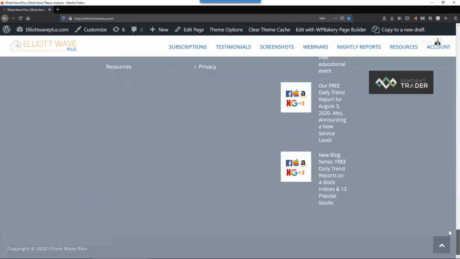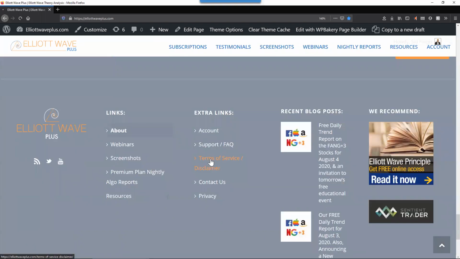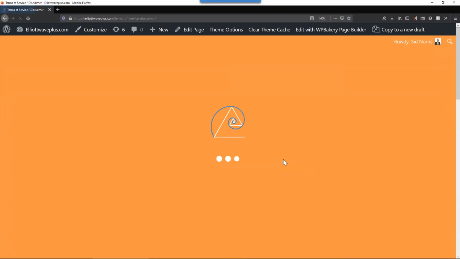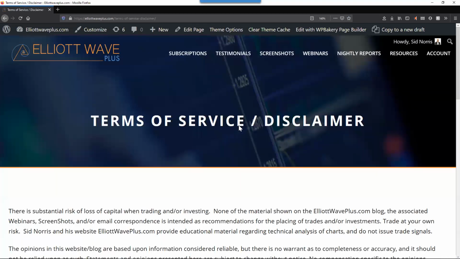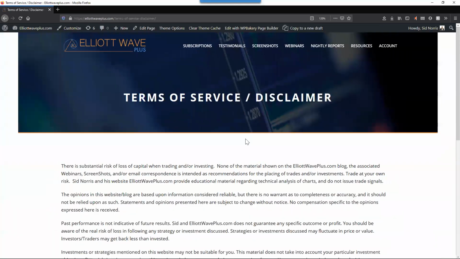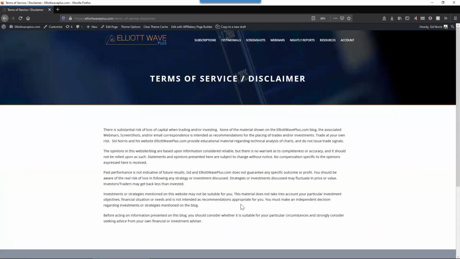I'd like to scroll down to the bottom before we get started and show you the terms of service and disclaimer that is always at my site, at that tab at the bottom of every screen. So please go there and read that. If I were to summarize it in one sentence, it would be: there's risk of loss in all trading.